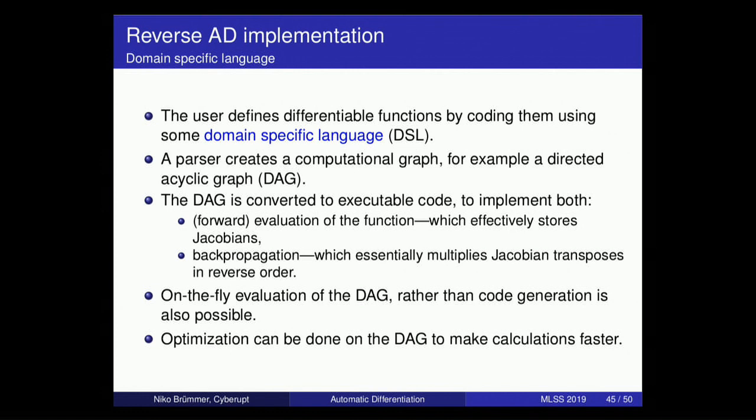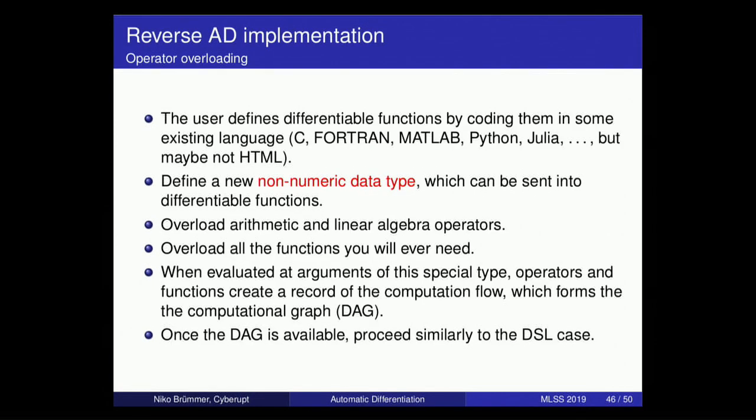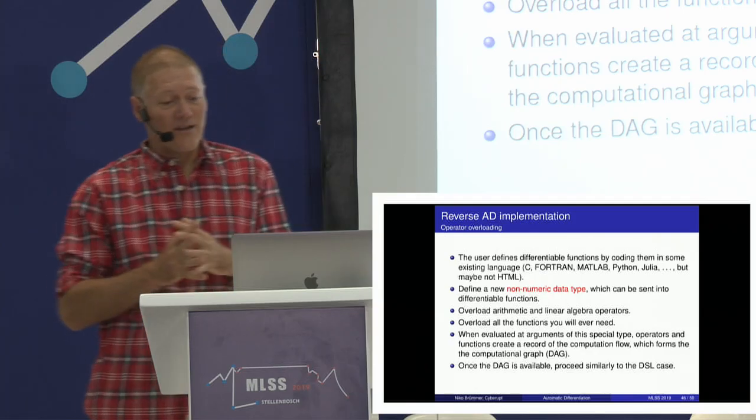You can also do on-the-fly evaluation of the DAG forward or backwards rather than code generation. And you can do optimization. Clever algorithms can look at the DAG and do stuff to make things run faster. The other way to do it is with operator overloading once again. In this case, you're going to specify your neural net or your model in terms of some existing language, some existing numerical language.